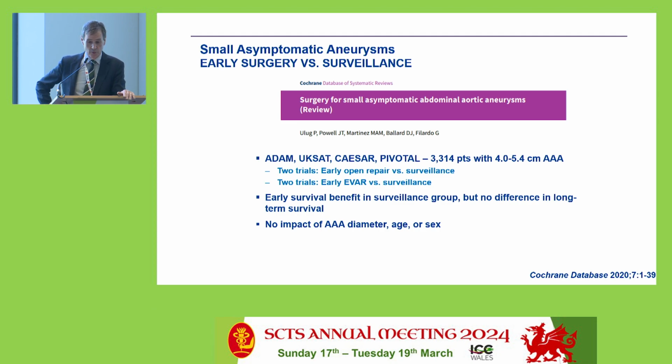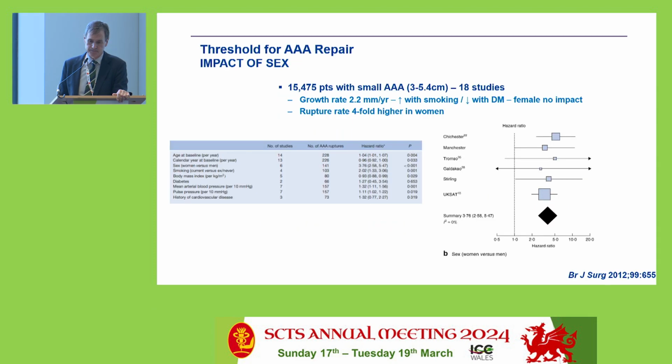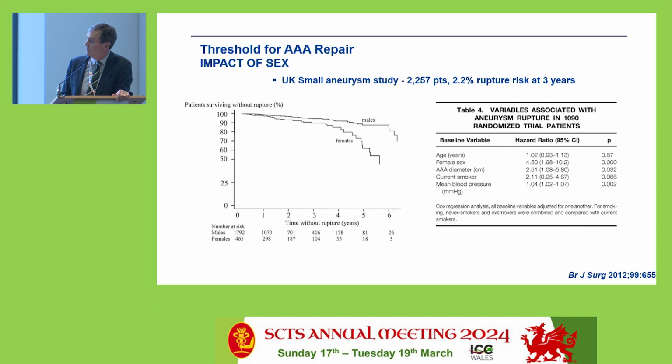Two trials compared open repair to surveillance, and EVAR to surveillance. There was an early survival benefit in the surveillance group, obviously, because they did not have to undergo surgery, but in the long term there was no difference between the groups because of rupture in some of the non-operated patients. And if you look at men versus women, the women had a substantially higher hazard rate for rupture than the men who were followed.